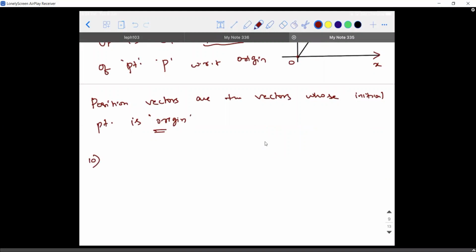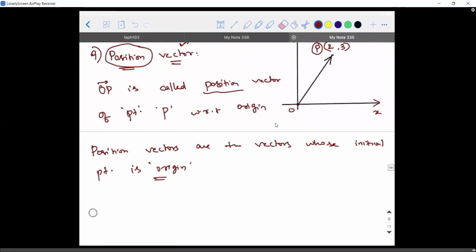Sir, could you please repeat it? Which one do you want me to repeat? Did my voice break? About the initial point, which is origin. Yeah. Position vectors are the vectors. That's the definition. The vectors whose initial point is origin are called position vectors. That's it.